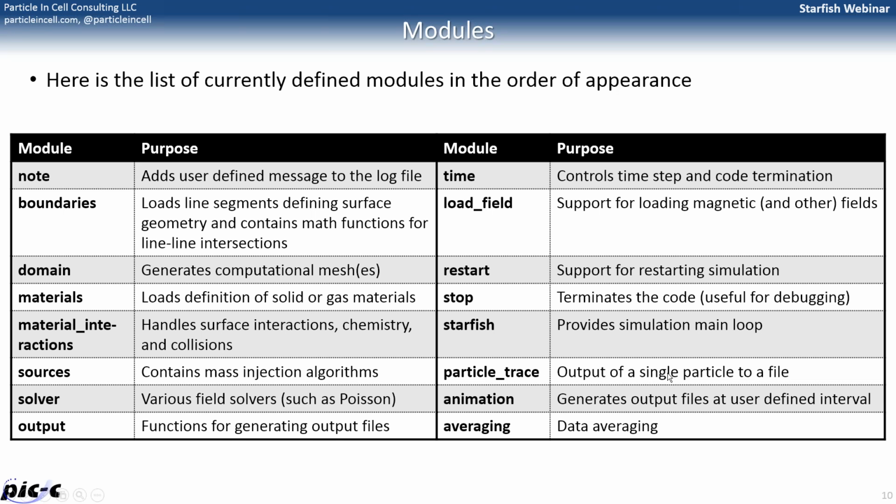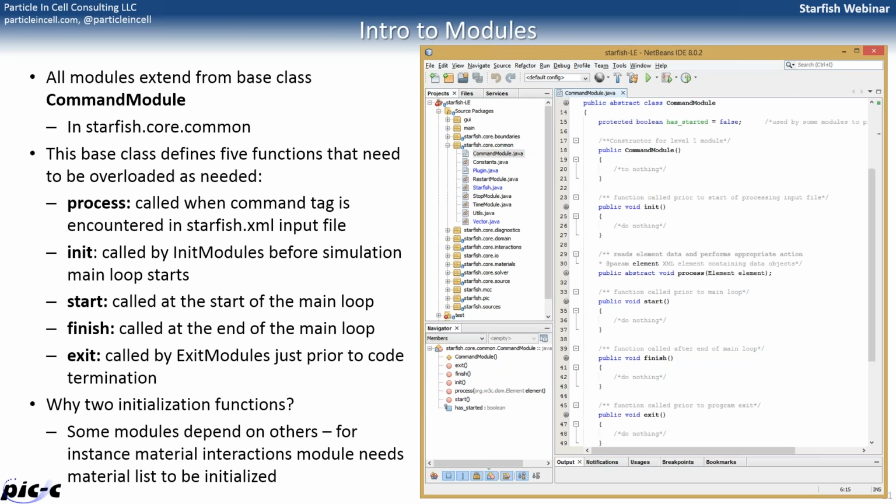Particle trace outputs a single particle to a file, so this can be used to create traces of a particle, so you see how particles are bouncing around. Animation is a method for outputting files at some specified interval, and averaging is for data averaging. So once you reach steady state, you might want to run some additional iterations and get a really nice smooth solution. Okay, all right. So having said that, here's the base command module.